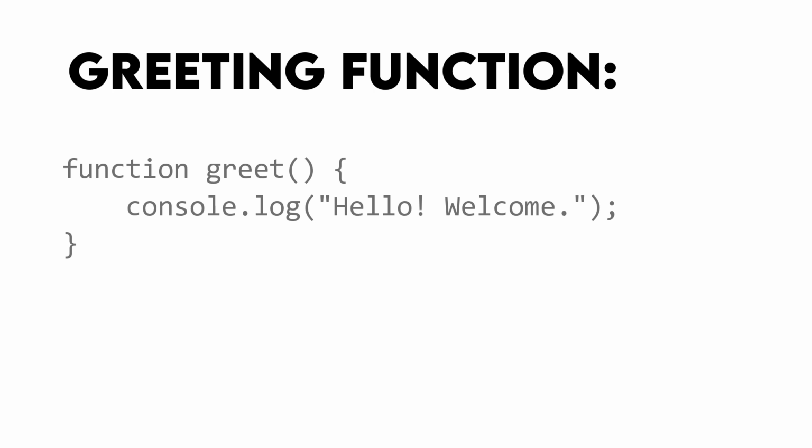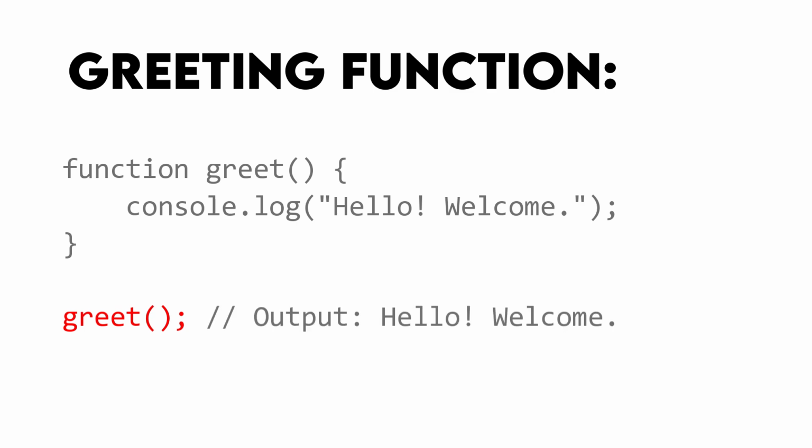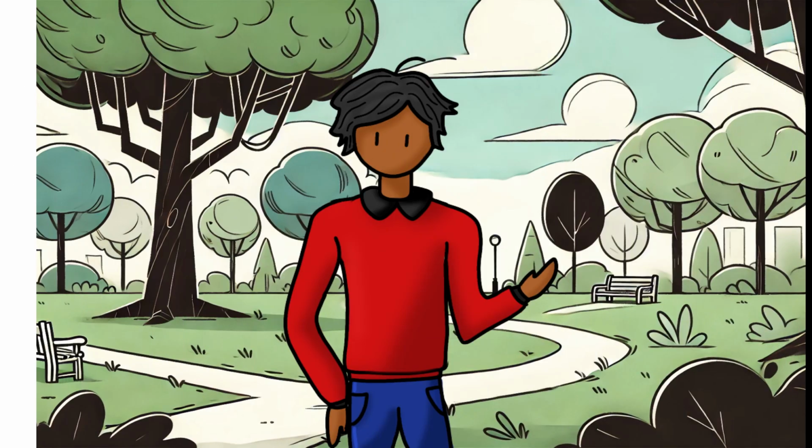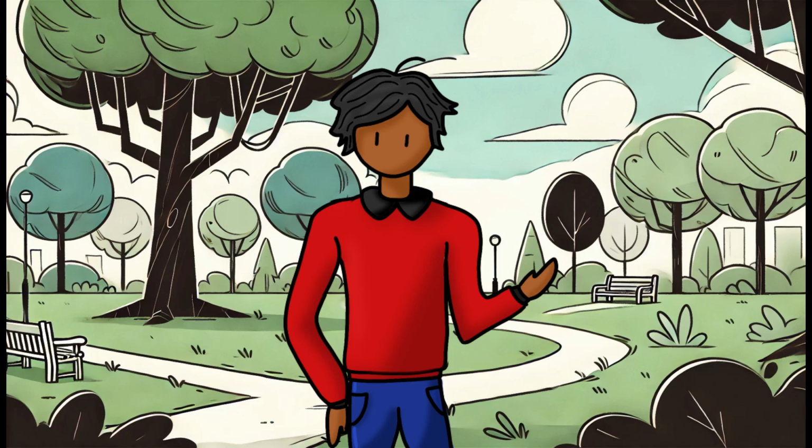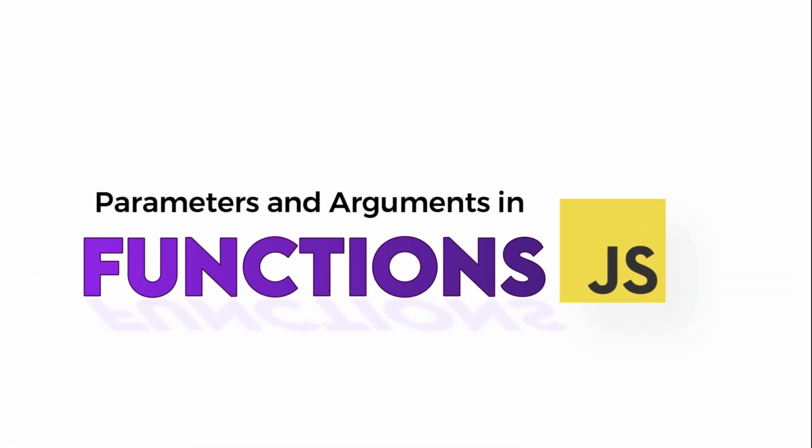To execute a function, you call it using its name followed by its parenthesis. This outputs hello welcome. Now, as you can see, instead of writing console.log hello welcome, I can simply just write greet parenthesis whenever I need to greet the viewer. But how can you personalize this? You can personalize this using parameters and arguments.